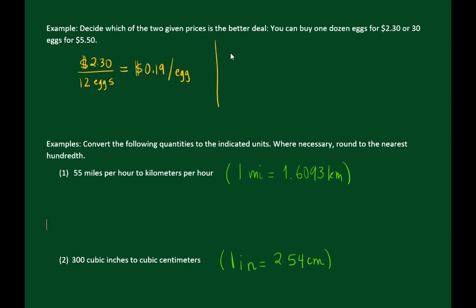For the second case, we do $5.50 divided by 30 eggs. I'm keeping all the units, and this way you will get $0.18, so 18 cents per egg. As you see, this is the cheaper unit price. So that means 30 eggs for $5.50 is the better deal. That's how you determine the better deal for a problem of this kind.